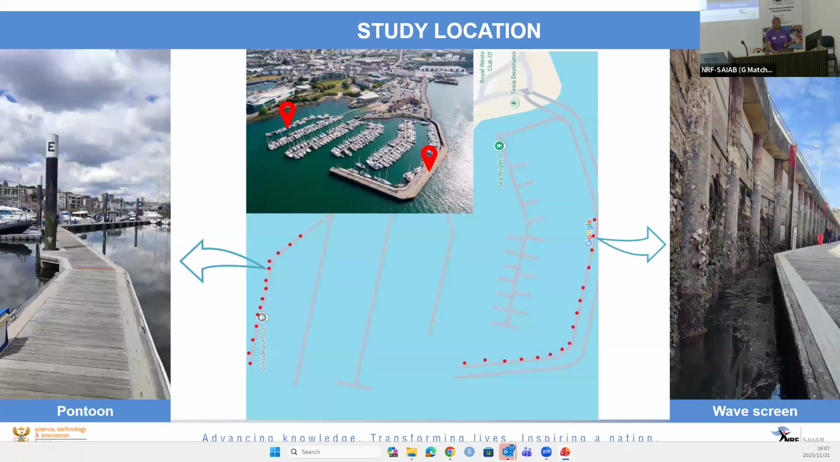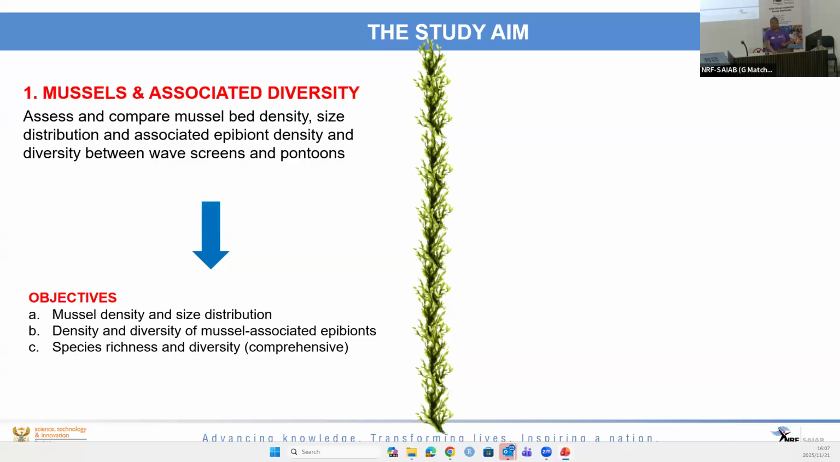So my work took place at the Queen Anne's Marina close to the University of Plymouth, where I looked at two types of infrastructure, including pontoons as well as wave screens, which are the most common structures across the globe within urbanized coastal environments. I looked at two specific things.